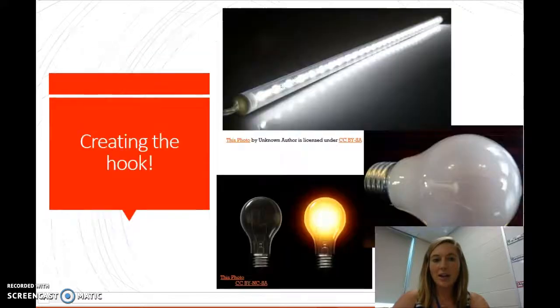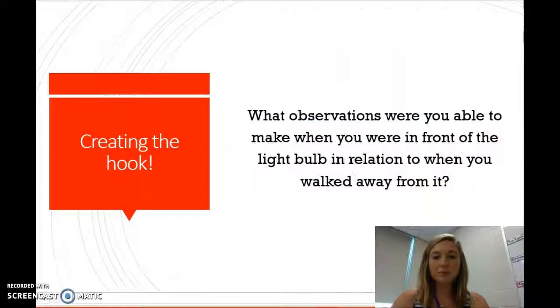To start the lesson, I would display a couple of different types of lights in front of the classroom, maybe a tubular light, a frosted light, and a clear light, and have a student come up towards the light. Then the class would observe what happens to the intensity of the light bulb when somebody walks away, and hopefully they would realize that the light seems less bright the further they are away from the light.